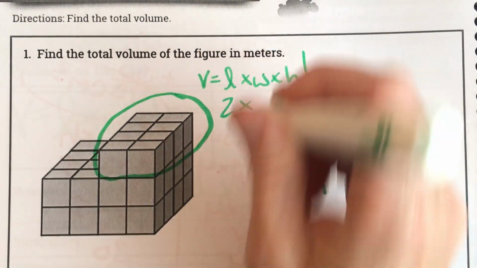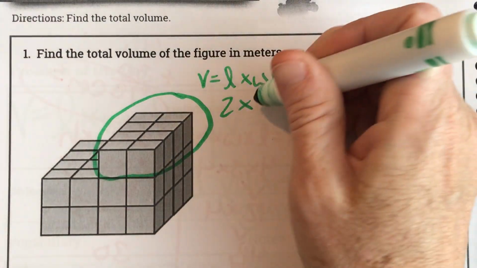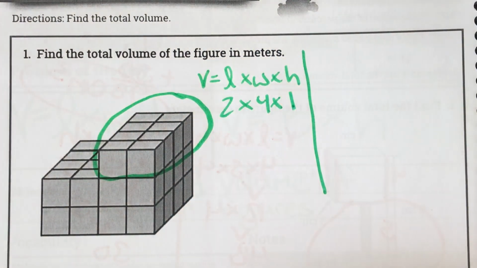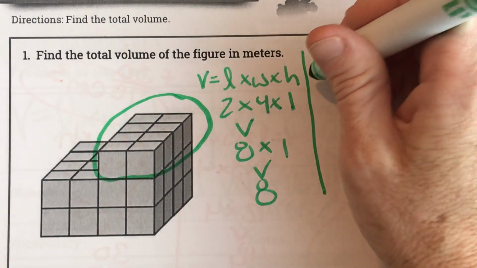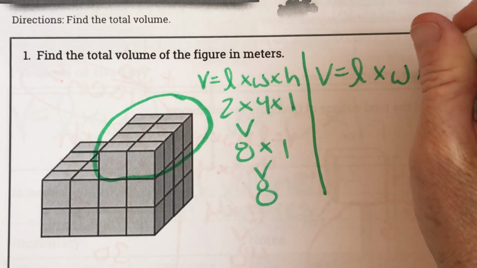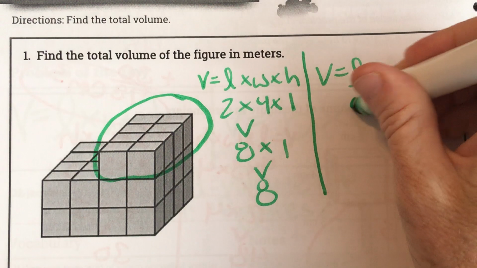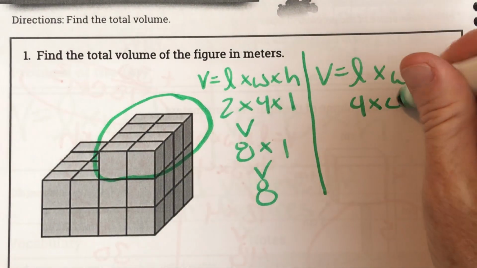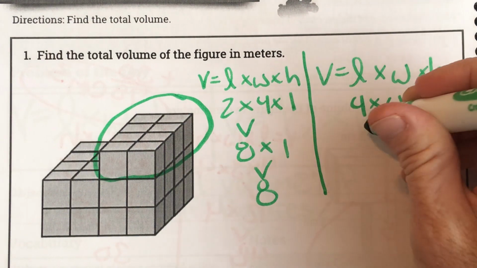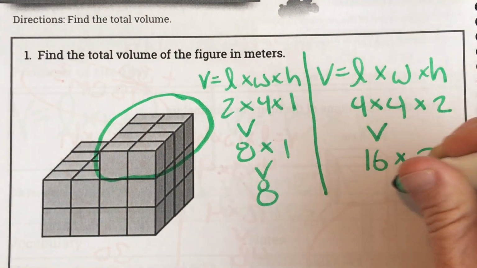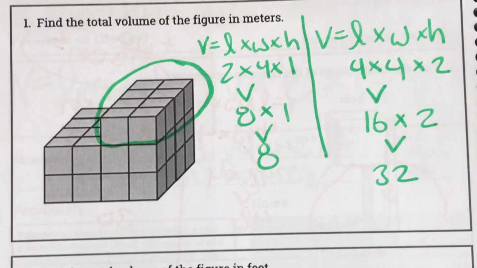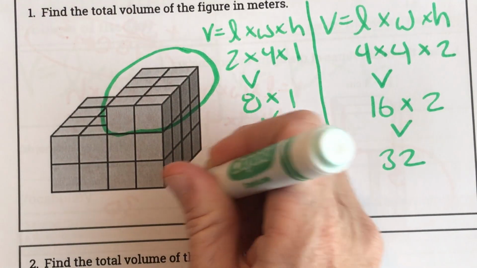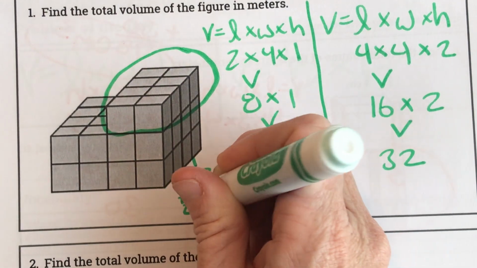Length is 2, width is 4, and height is 1. So I am getting 8. Okay, let's do our next one. Our length is 4, our width is 4, and our height is 2. So I'm getting 16 times 2, which is 32. Okay, our fourth step is we're going to add them. So let's find some room to do that. 32 plus 8, and I am getting 40.